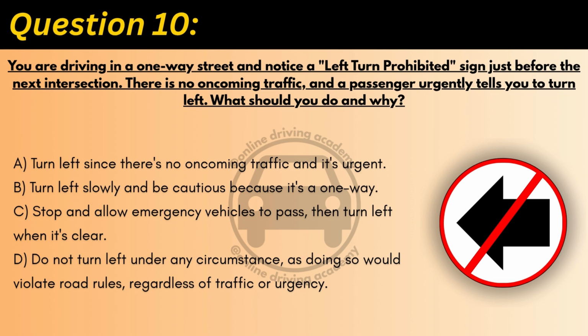With option B, it says turn left slowly and be cautious because it is a one-way. That's going to be incorrect as well. Option C says stop and allow emergency vehicles to pass, then turn left when it's clear. You are not allowed to turn left at all, right? It's strictly prohibited. Therefore, option D will be our correct answer. Do not turn left under any circumstance, as doing so will violate road rules regardless of traffic or urgency.